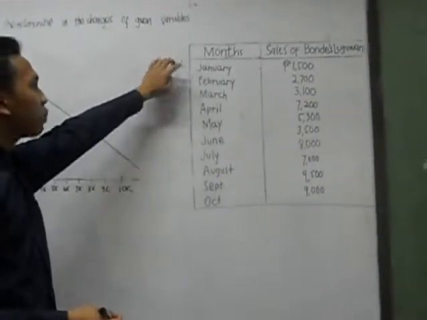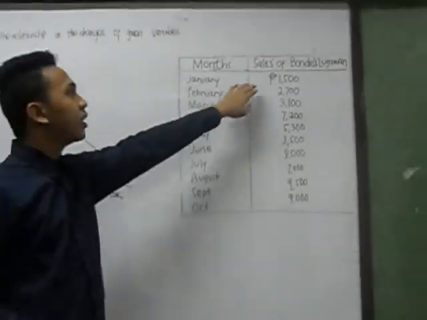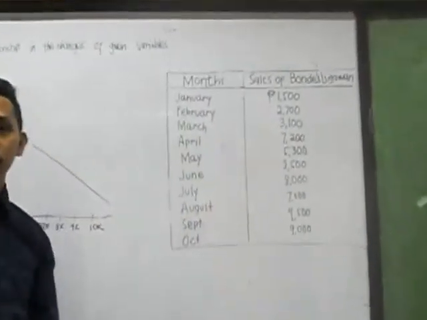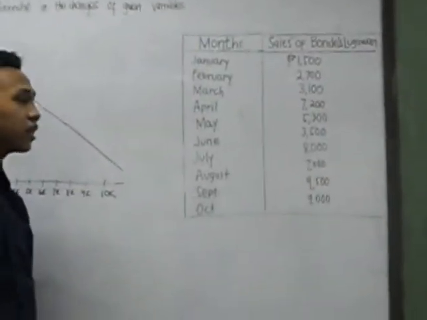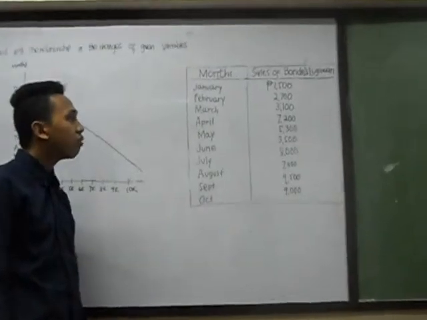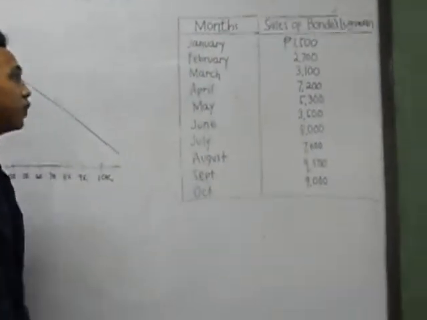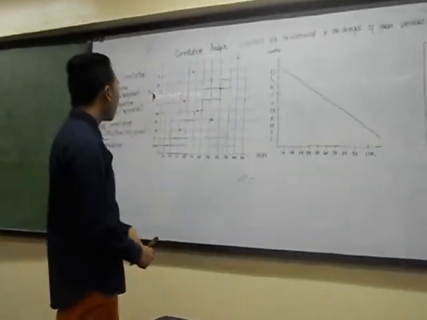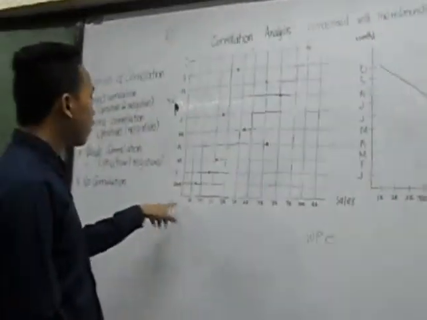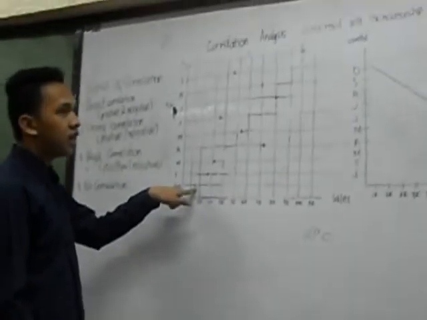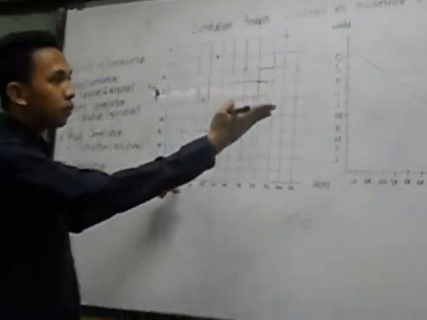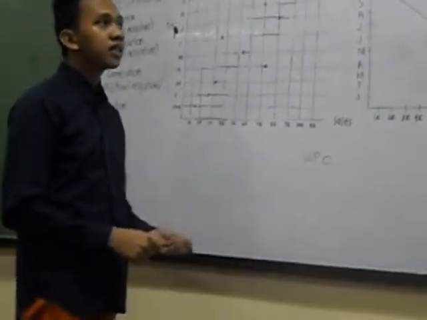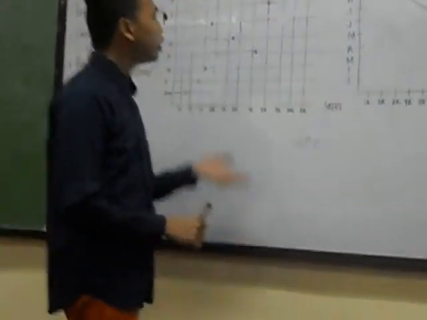So we have a table here, the months from January to October, and the sales of Bonde's Lugawan: 1,500, 2,700, 3,100, 7,200, 5,300, and so on. So let's now graph the table. In January, the sales is 1,500, so that's it. And proceed to plotting the months and the sales of Bonde's Lugawan.